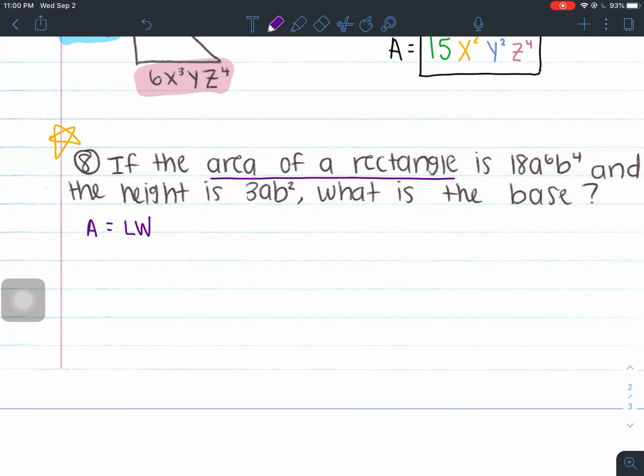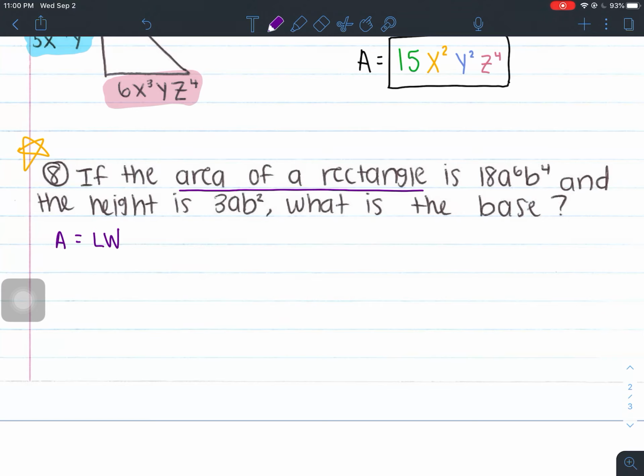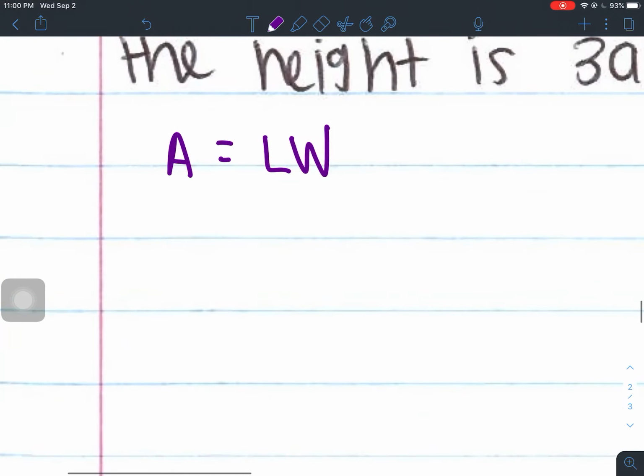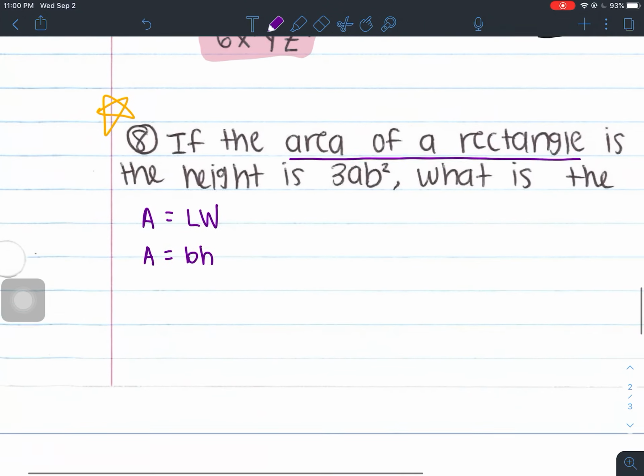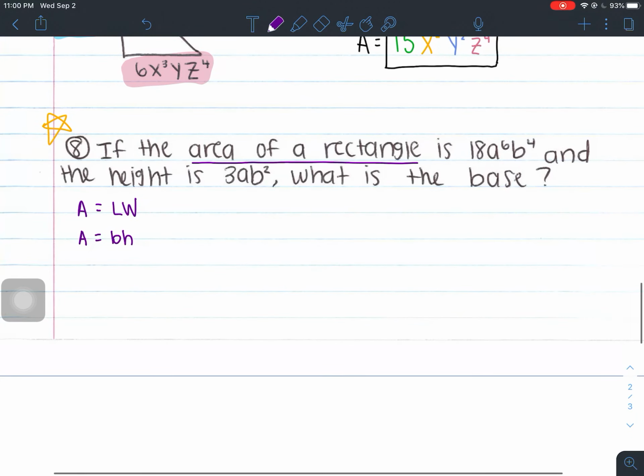Well, did they use length and width in this problem? Do you see length and width in here? No. What did they use instead of length and width? They used height and base. So let's go ahead and change this to area equals base times height. Okay, base times, same thing, same concept, right? Base times height.